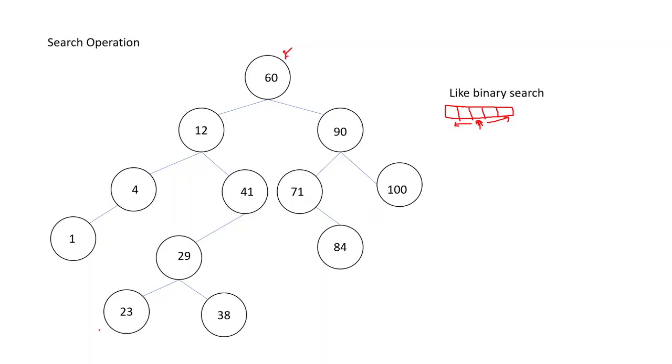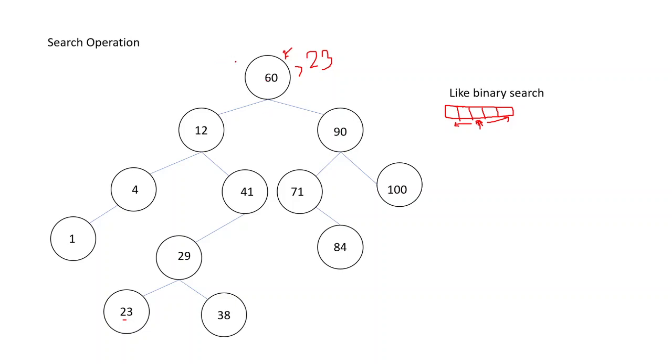Say we are trying to search for the value 23, which is placed over here. Let's see how the search operation takes place. First you will compare the value 23 with 60. 23 is less than 60. So you know that if 23 is present at all, it will be present in the left subtree of 60.